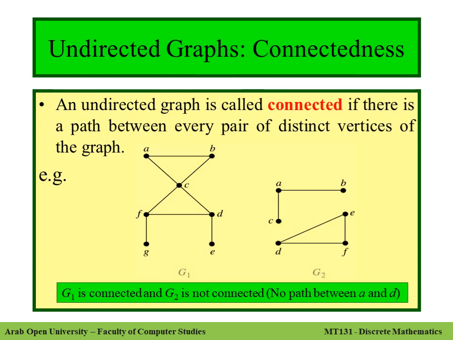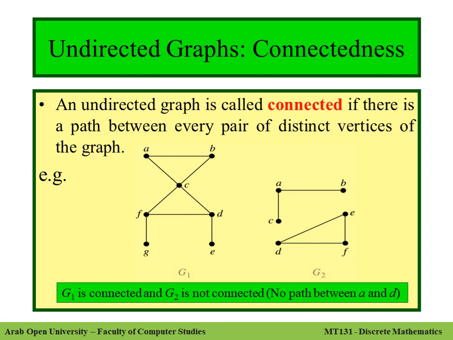Next, we would like to discuss connectivity. In an undirected graph, we say that the graph is connected if there is a path between every pair of distinct vertices of the graph. For any two distinct vertices, there has to be a path connecting them. The graph on the left is an example of a connected graph, while the graph on the right is not connected. For example, you cannot get from B to E.